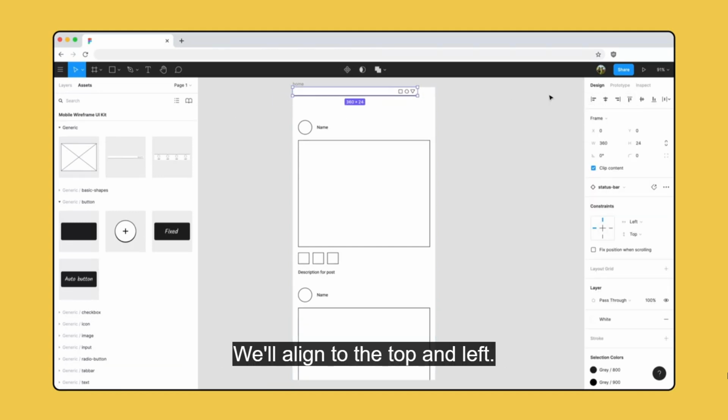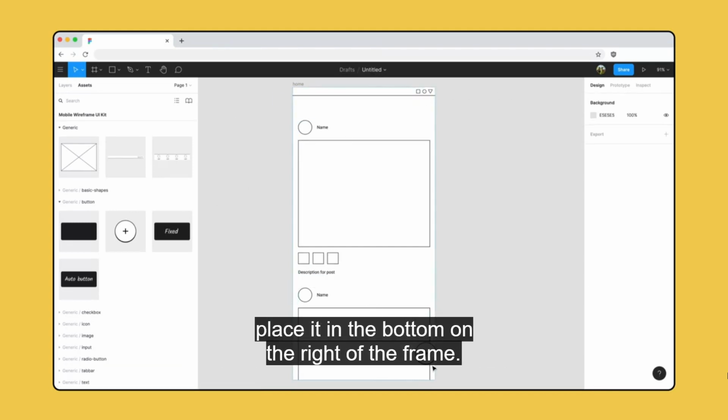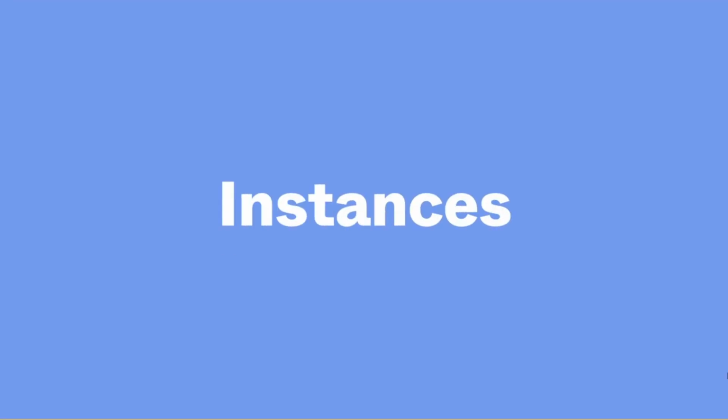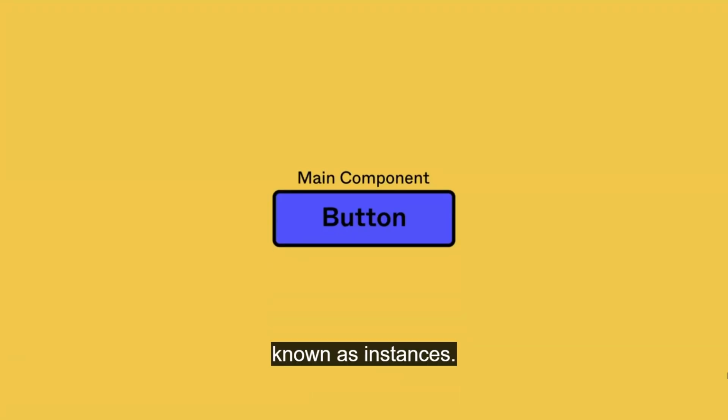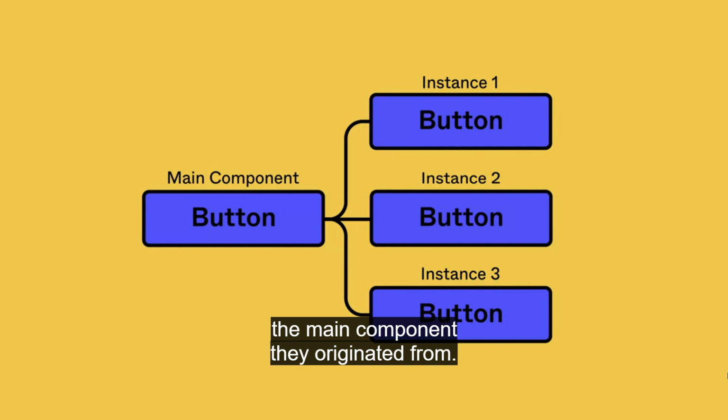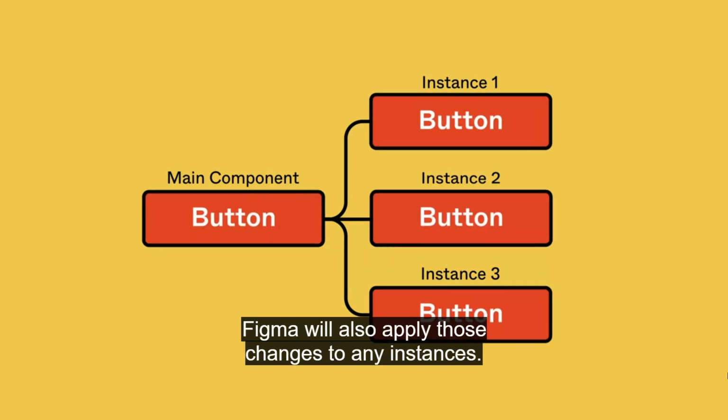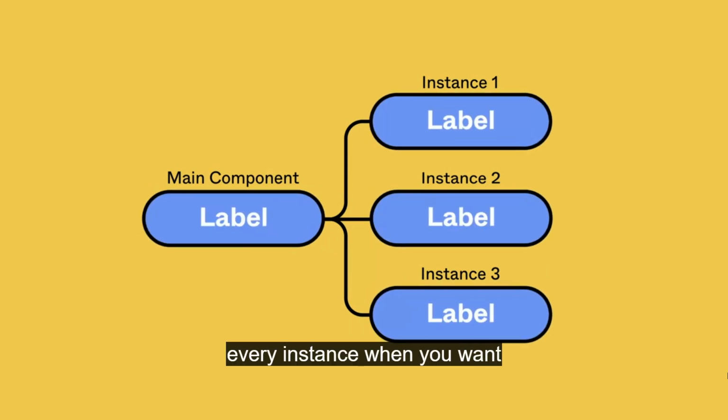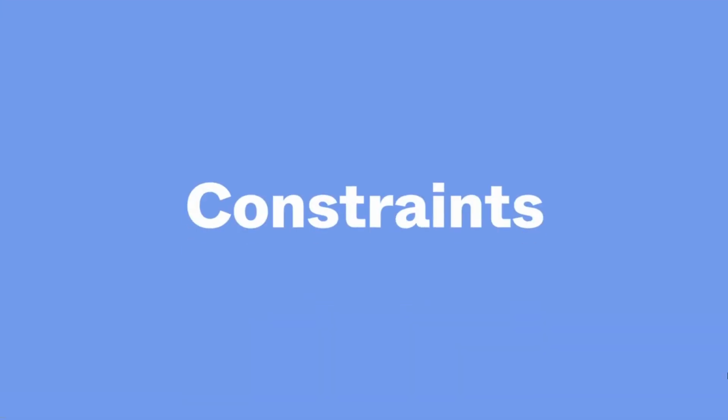We'll align to the top and left. Let's repeat this process for the fab and place it in the bottom and the right of the frame. Now we have copies of these components, known as instances. Instances are connected to the main component they originated from. If you make a change to the main component, Figma will also apply those changes to any instances. This saves you from having to manually update every instance when you want to change properties of your component.